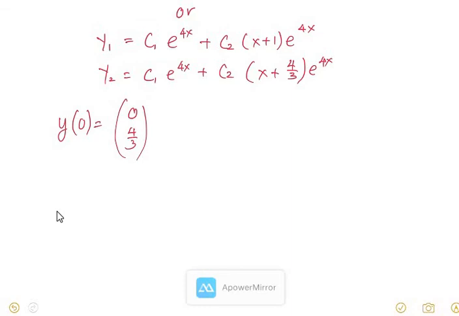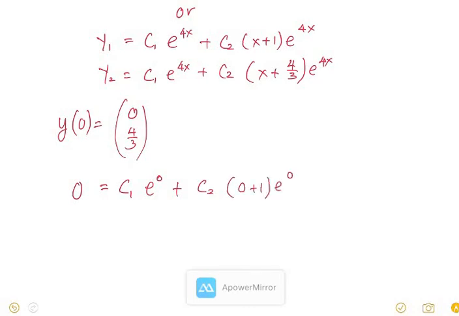So when x equals 0, y1 equals 0 also, so we can use this. We substitute in the y1. So y1 equals 0 equals c1 e^0 plus c2 (0 plus 1) e^0.